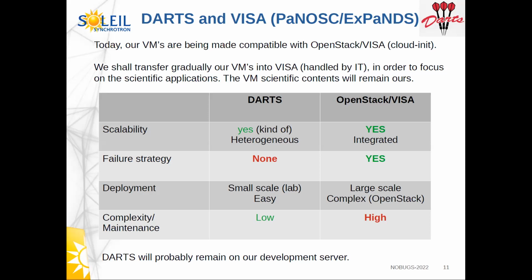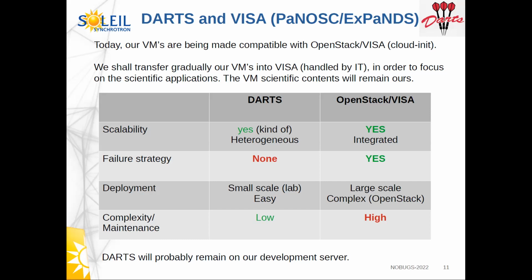However, as I said, DARTS can deploy in a few minutes, which is an advantage compared to Visa, which requires a lot. You first need to build an OpenStack and then install Visa, which has a lot of configuration systems in there. So the complexity of the system for DARTS is very small. It's a single script, just a single configuration file, which is quite different from Visa.